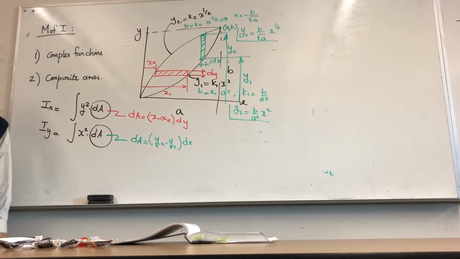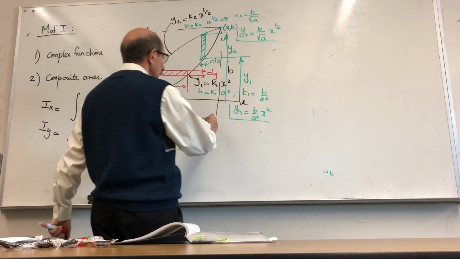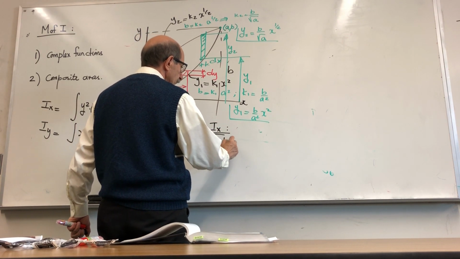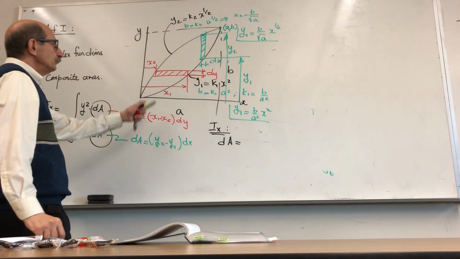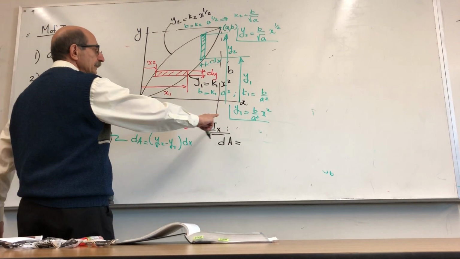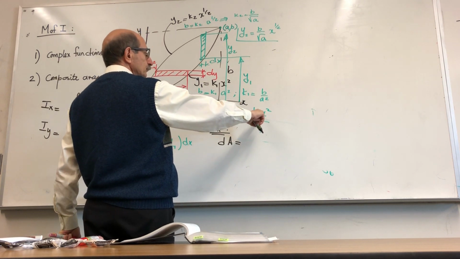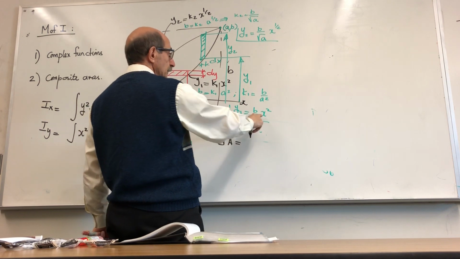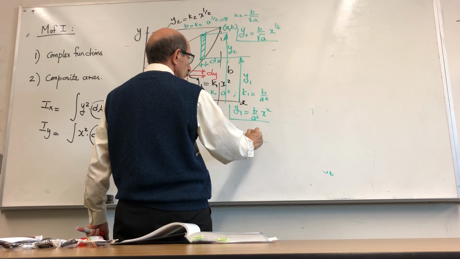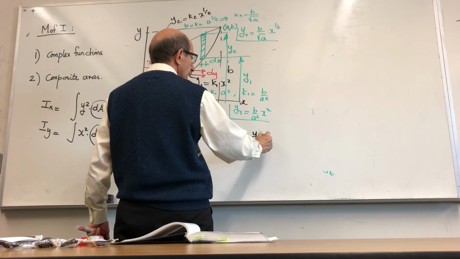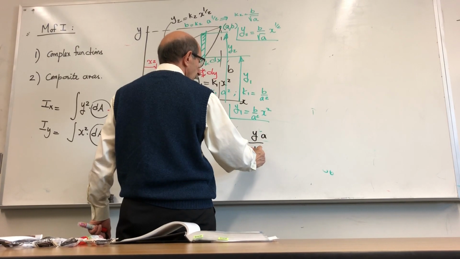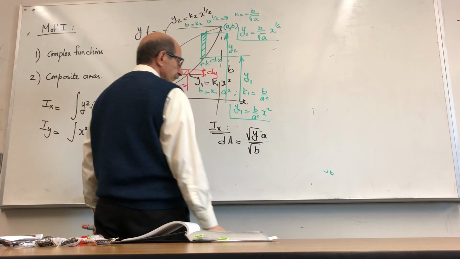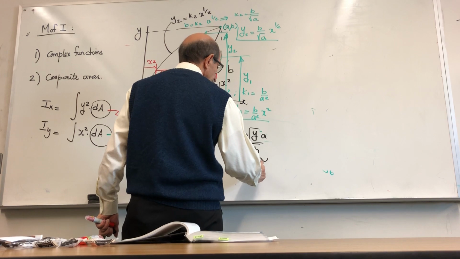Any other questions? So let's start with Ix then, right? So we first set up dA. You need to find x from this function. This is the function. So if you want to find x from this function, x1, which is what you need from here, would be y a squared divided by b, the square root of that. So it comes out to be this. That's x1.